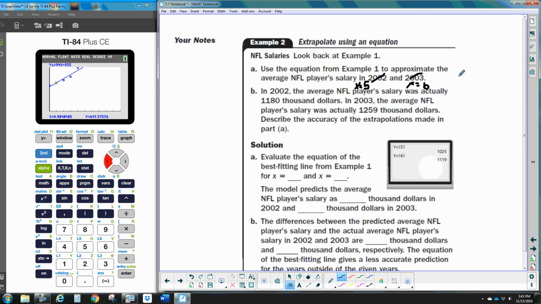Okay, so that's the first thing I'm going to do, think about how it relates to my x and y. So in 2002, the average NFL player salary was actually $1180, and in 2003, so again, that's my x value, that's my y value. In 2003, where x is 6, the average NFL player salary was actually $1259. Describe the accuracy of the extrapolations, so that's outside of our data set, made in part A.